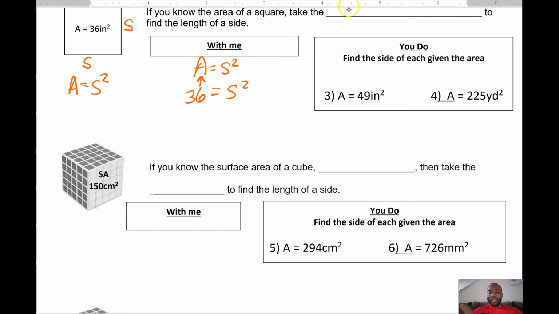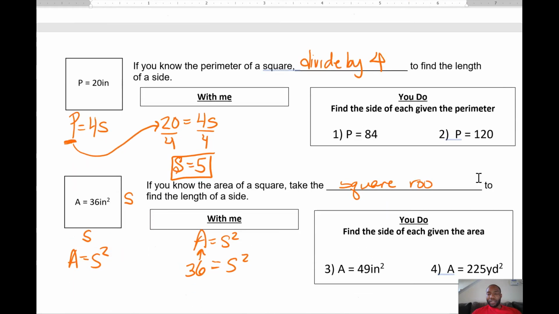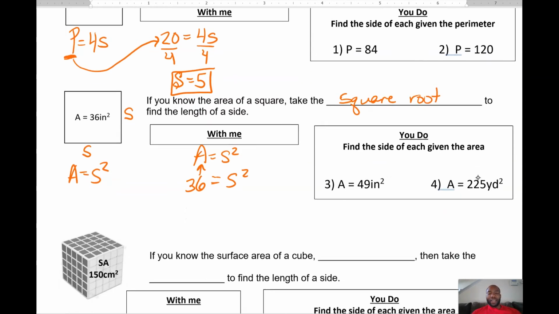You take the square root. I thought it might do something like that. Take the square root to find the length of the side.